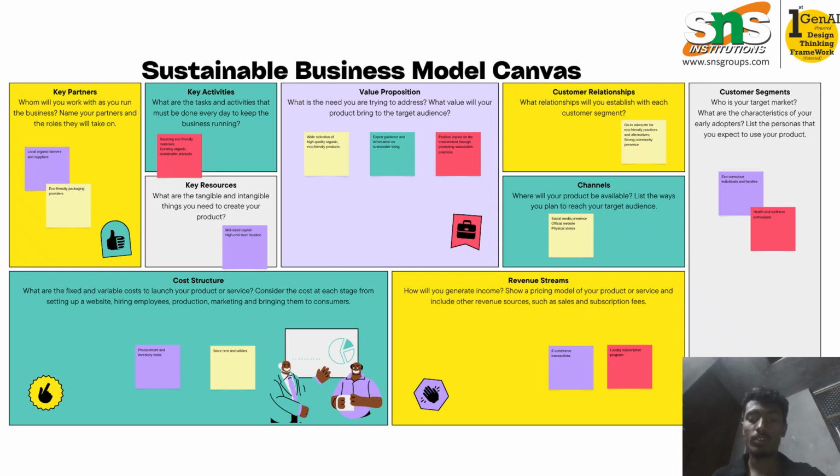Next, revenue streams. How will you generate income? Show a pricing model of your product or service and include other revenue sources such as sales and subscription fees. This represents the cash a company generates from each customer segment, including pricing model, sales, and subscription fees.